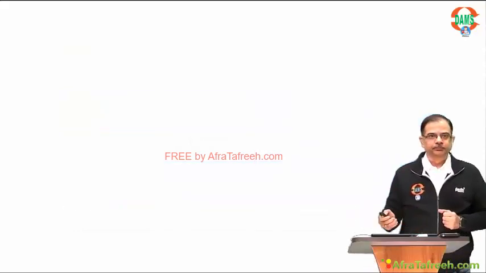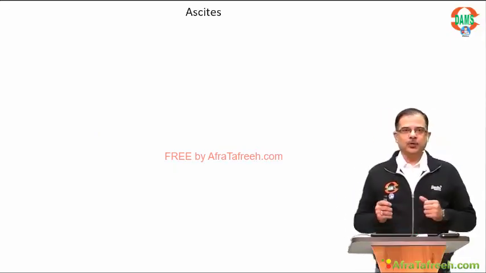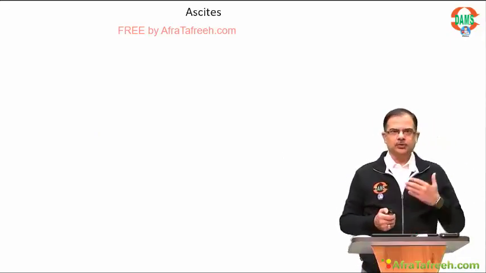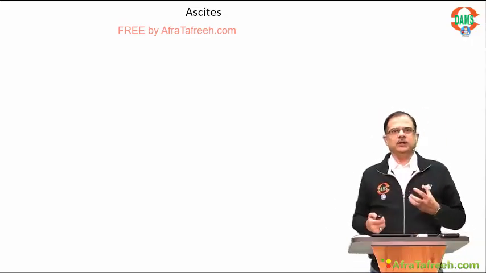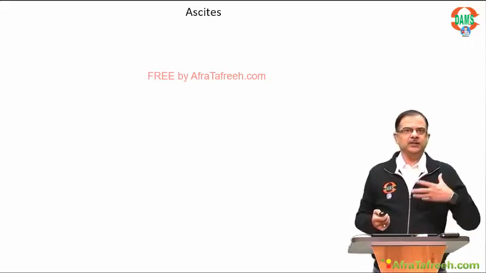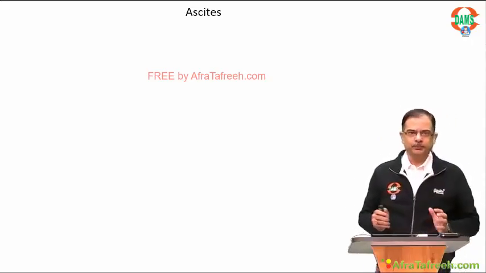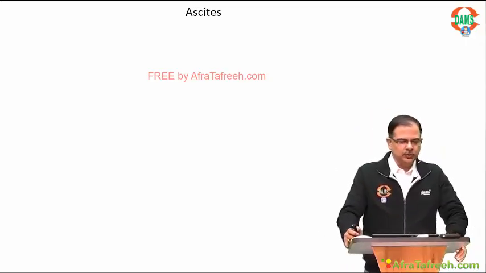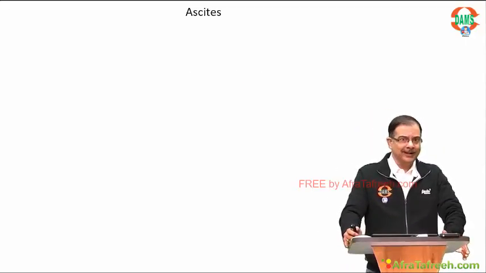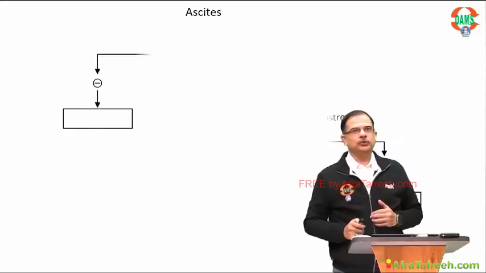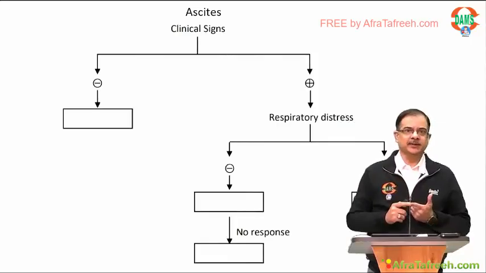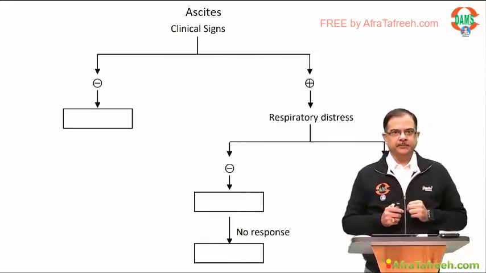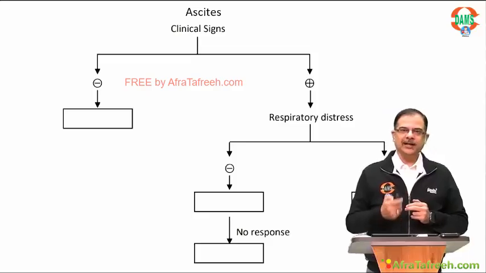Now coming to the complications of liver disease. The complications are ascites, and one of the important complications of ascites is spontaneous bacterial peritonitis. A patient of ascites comes to us. How do we manage, especially if it is due to cirrhosis? Most importantly, we have to see the clinical signs of ascites. Two important clinical signs are fluid thrill and shifting dullness.